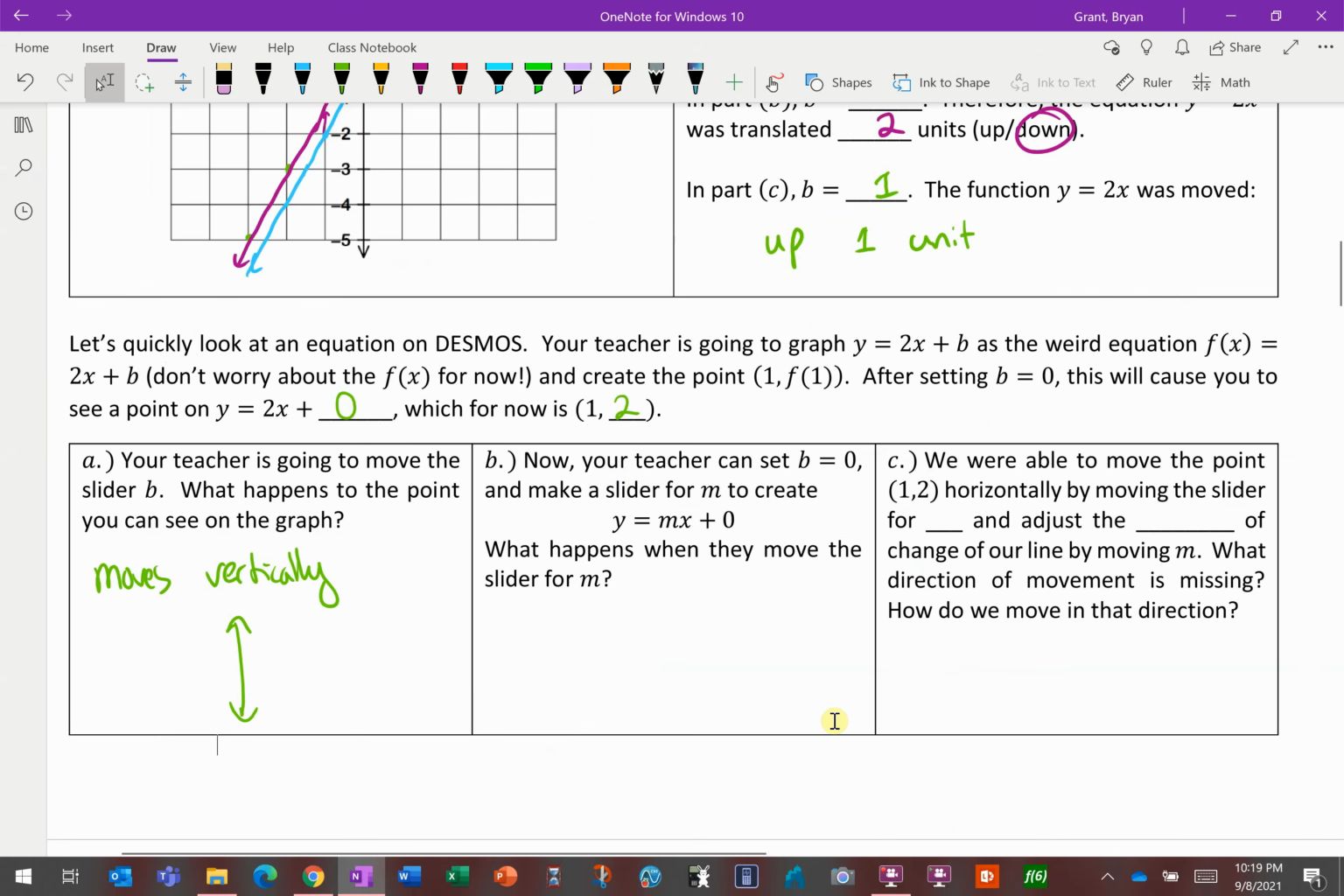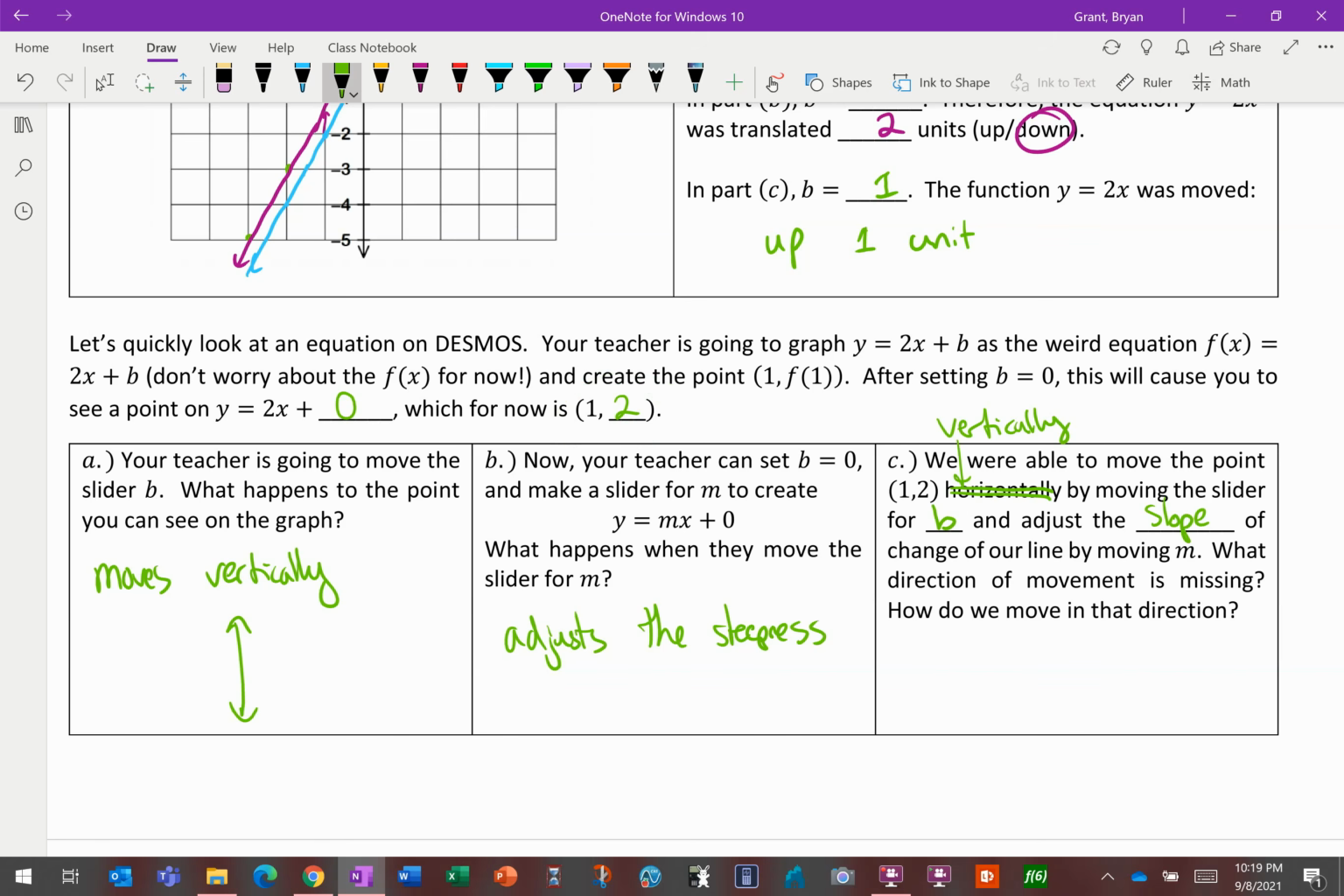All right. Well, what happens when you move the slider for m? It adjusts the steepness. Now, that's kind of strange because we were able to move this point, not horizontally, we were able to move this point vertically by moving the slider for b. b adjusts the vertical movement. And we were also able to adjust the slope of our line by moving m.